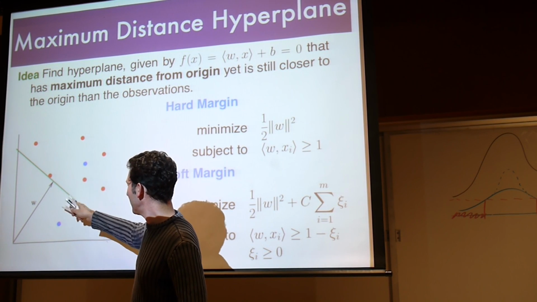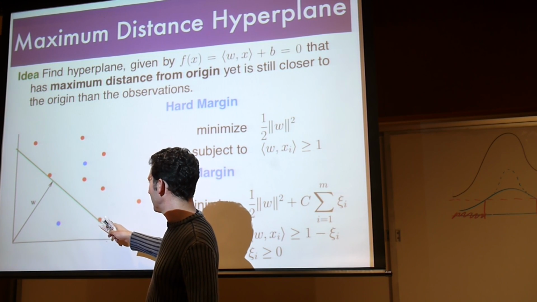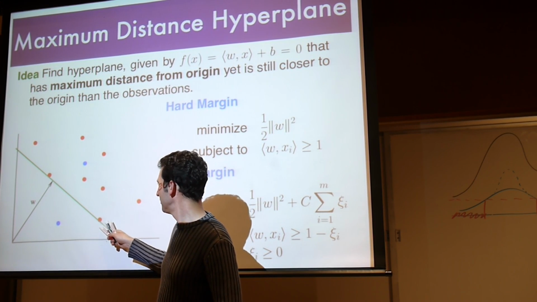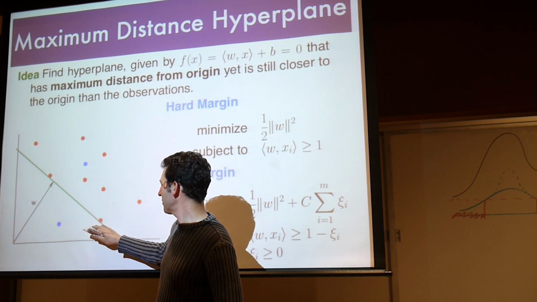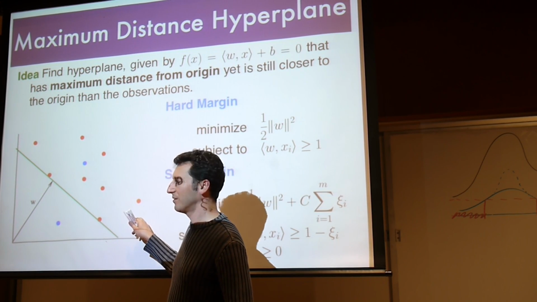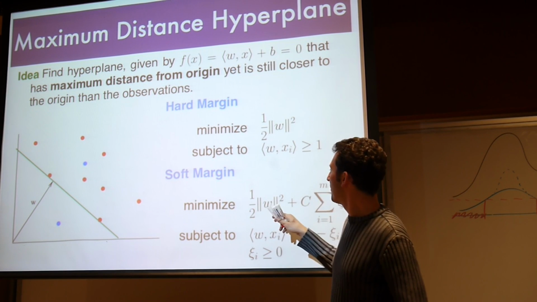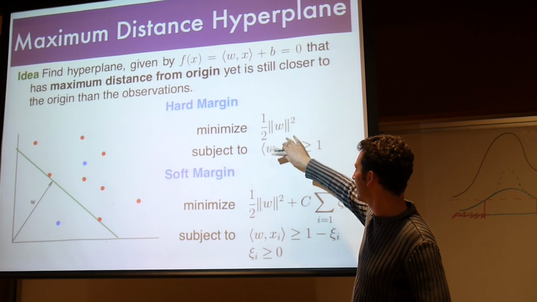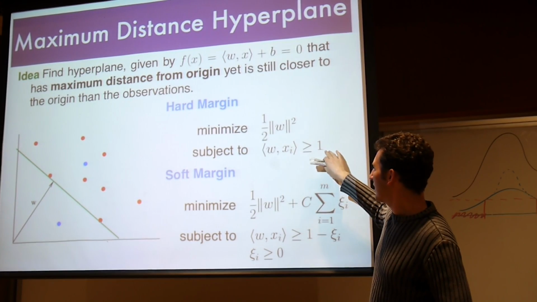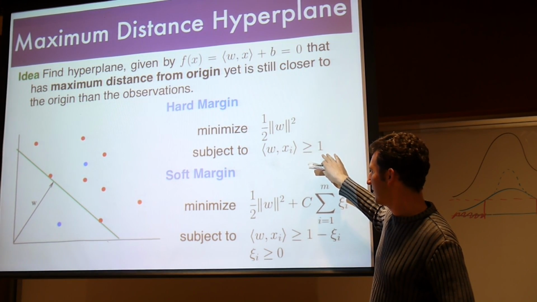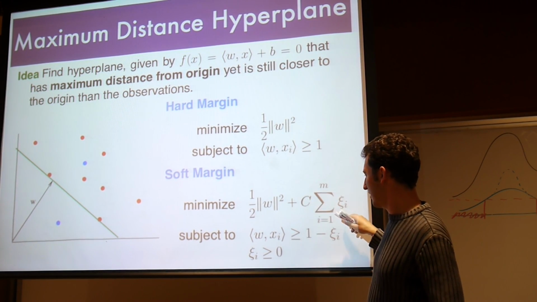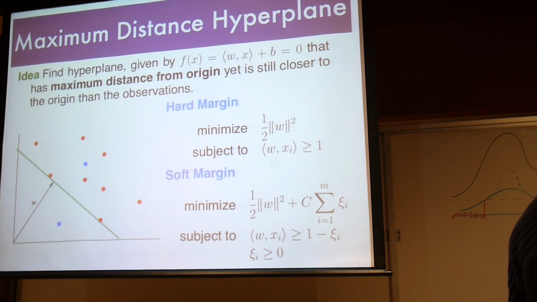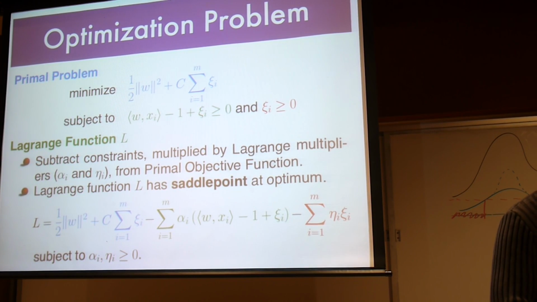So here's your data. You're trying to find the hyperplane that separates it from the origin as well as possible, while still being closer to the origin than all the data. And that basically means minimizing 1/2 norm of w squared under the constraint that w of xi is greater than or equal to 1. Or if I want to add slacks, I just add them as here. So I get the optimization problem again, right?